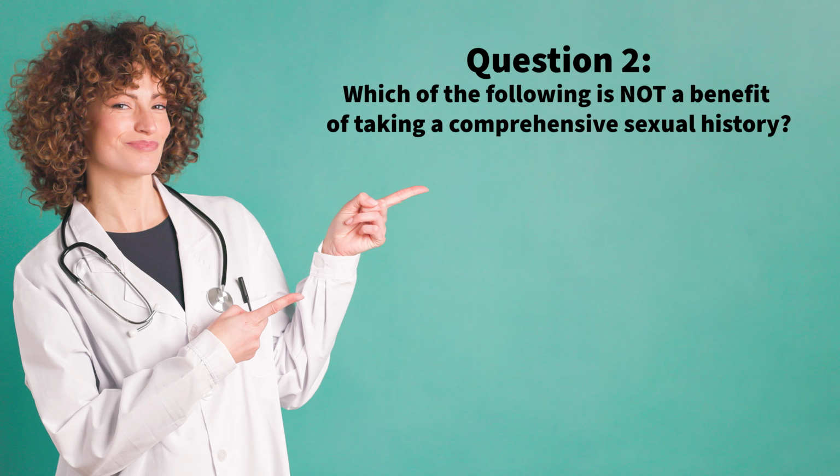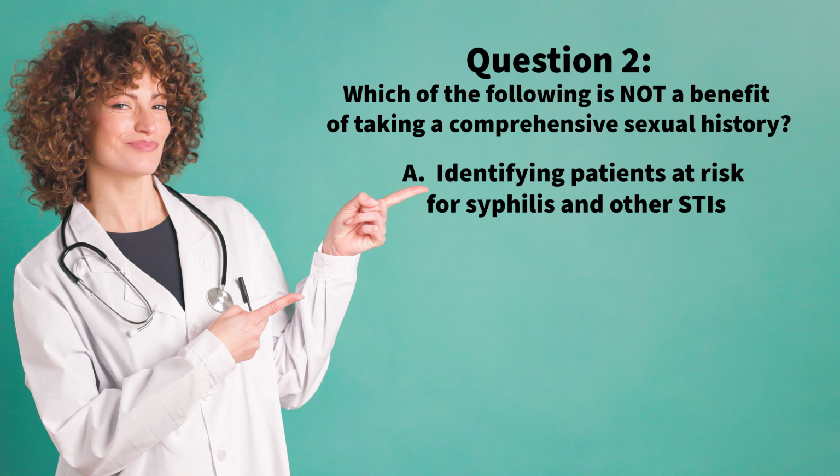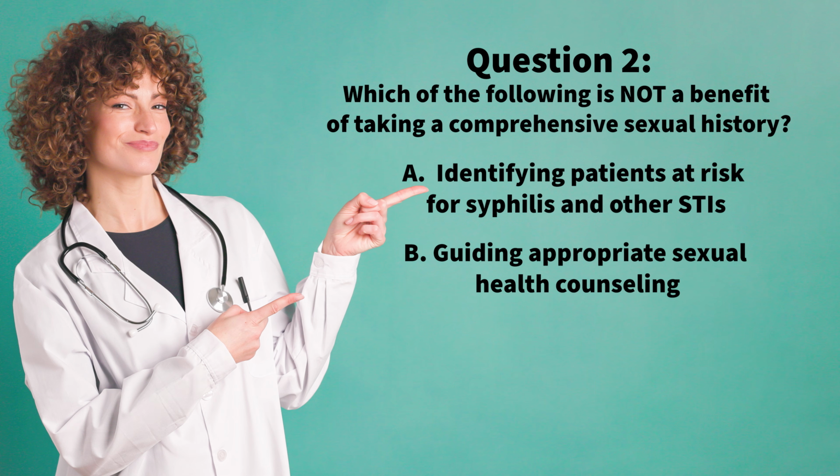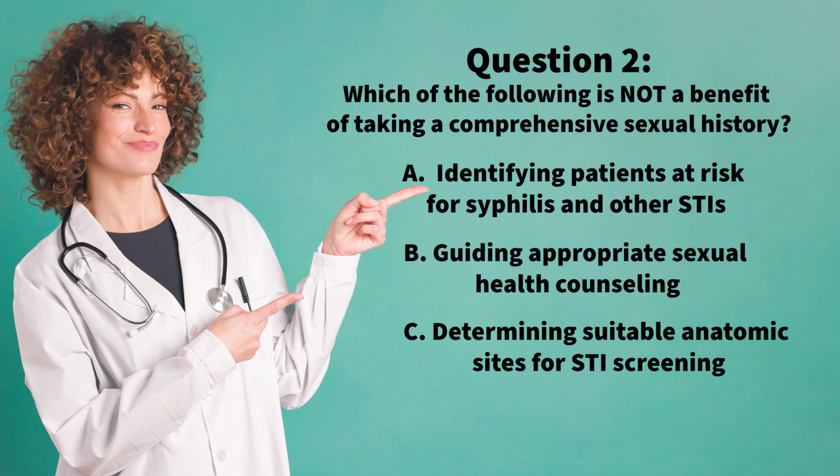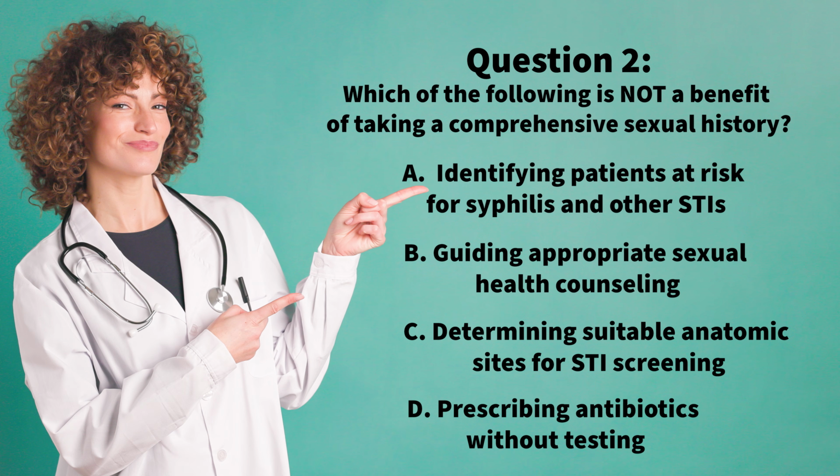Which of the following is not a benefit of taking a comprehensive sexual history? A. Identifying patients at risk for syphilis and other STIs. B. Guiding appropriate sexual health counseling. C. Determining suitable anatomic sites for STI screening. D. Prescribing antibiotics without testing. The correct answer is D. Prescribing antibiotics without testing. If you got all the questions correct, excellent job!